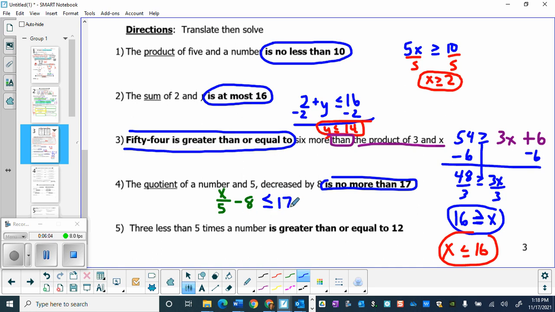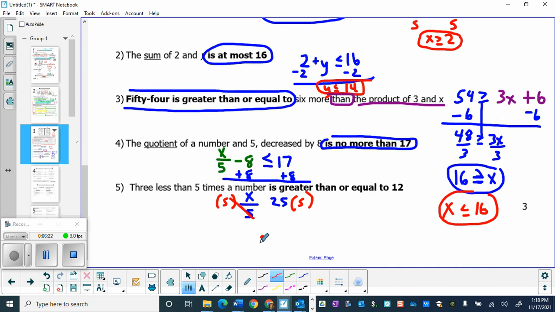Now I'm going to add 8 over here. I'm going to do plus 8, plus 8. So some number divided by 5 gives me 25. And when we see a denominator, we multiply by that number. So times 5, times 5. And here x would be less than or equal to 125.